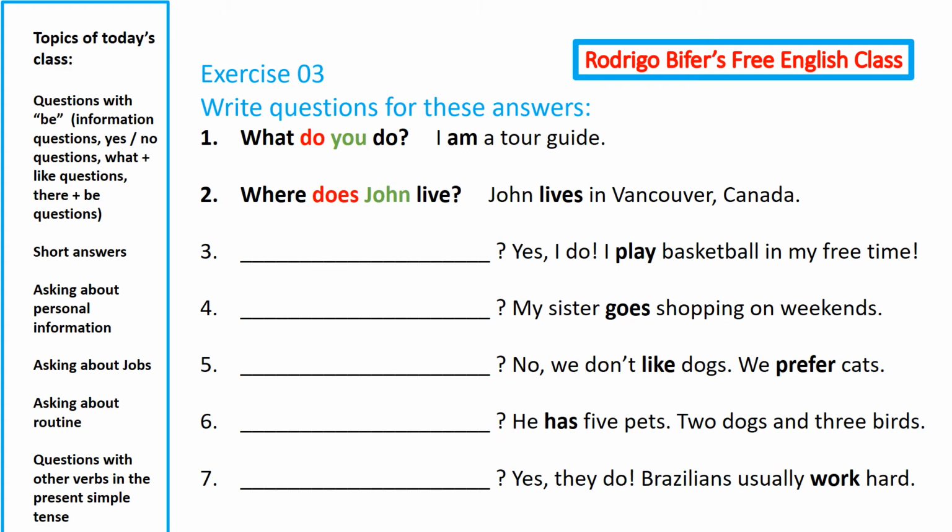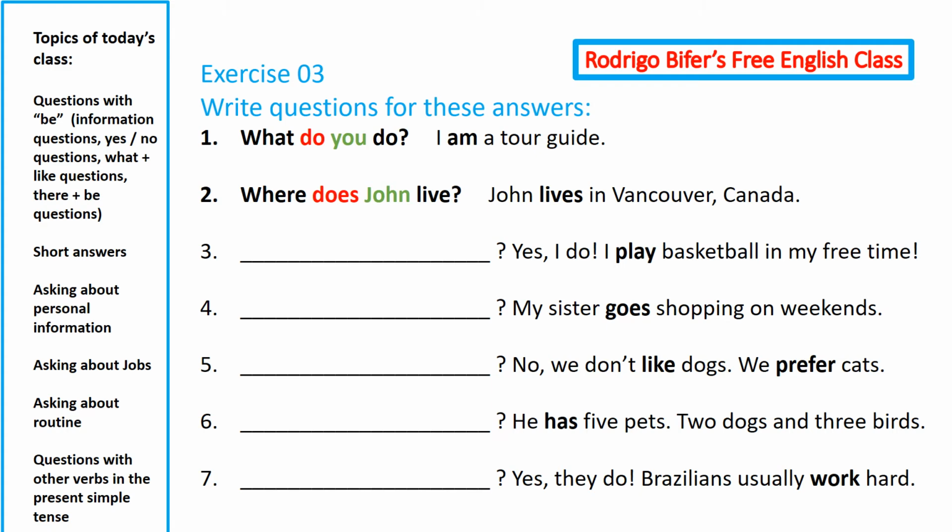By the way, if the question was using I live in Vancouver, you would say, where do you live? Where do you live? I live in Vancouver, Canada. But here I changed to John lives in Vancouver, and so the question became, where does John live? That's an information question, just like number 1. Number 1 is an information question. Number 2 is an information question.